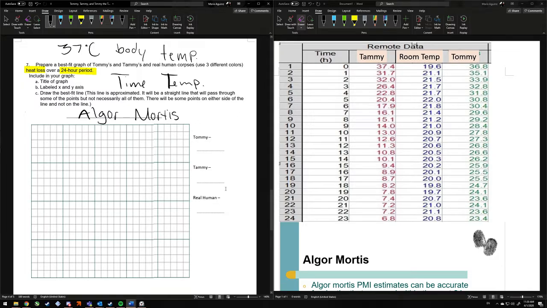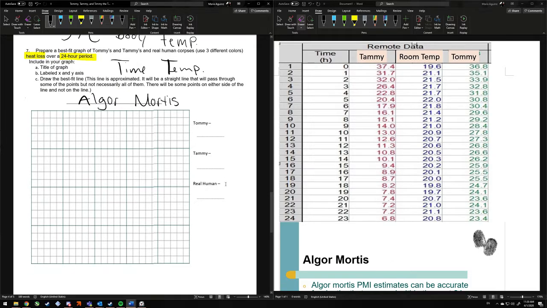Okay, so the next thing that might get you a little stuck here, we just completed step number one. B, label X and Y axes. Okay, so we need to put time and temperature in our axis. So time is going to go down here, time, and then temperature, if I can write my E sideways, which apparently is impossible, we'll go over here.